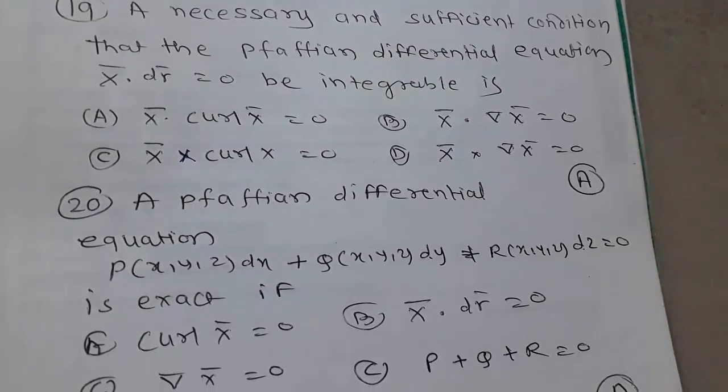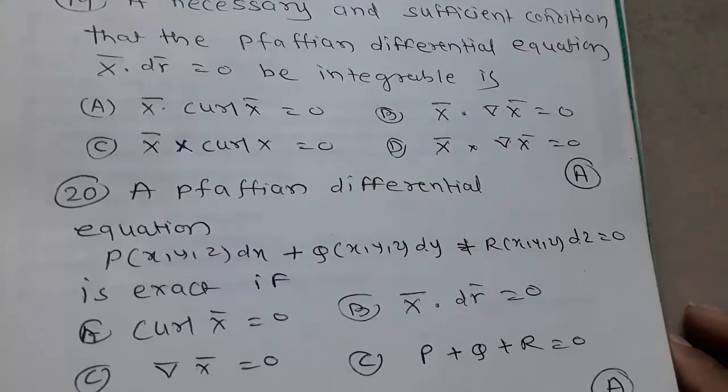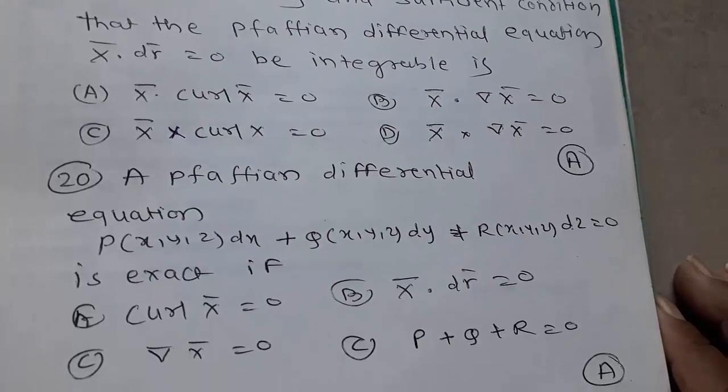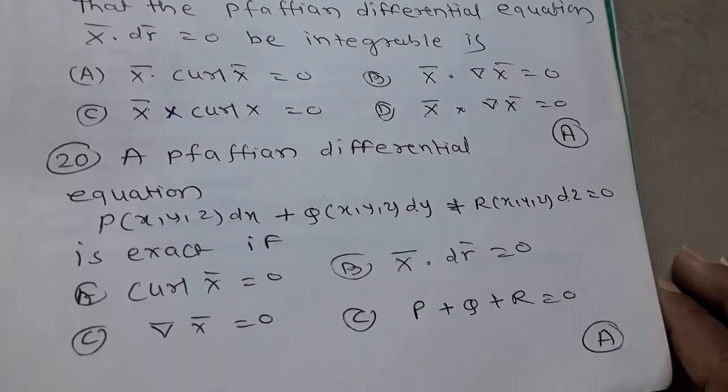A Pfaffian differential equation P(x,y,z) dx plus Q(x,y,z) dy plus R(x,y,z) dz equal to 0 is exact if curl of X equal to 0, X dot dr equal to 0, grad X equal to 0, and P plus Q plus R equal to 0. We know that the Pfaffian differential equation P dx plus Q dy plus R dz equal to 0 is exact if curl X equal to 0. Therefore, option A is correct.